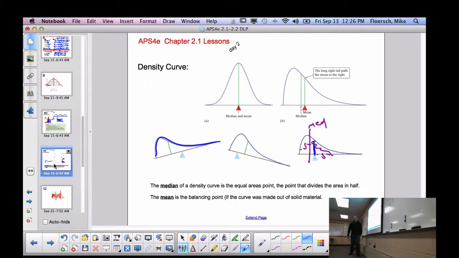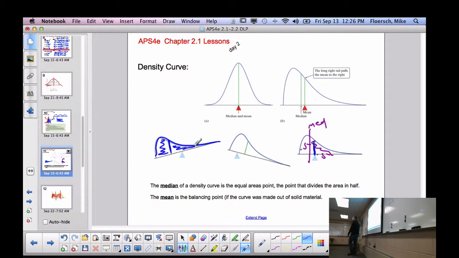And then let's look at this. This is just a quick picture of the mean versus the median. Remember how the mean gets sucked out towards the tail? Let's say I have a skewed right graph and I cut it out of wood. If I draw a line right down the middle, that's the median. The median of a density curve is the equal area point, the point that divides the area in half. So this area and this area are the exact same in terms of area.